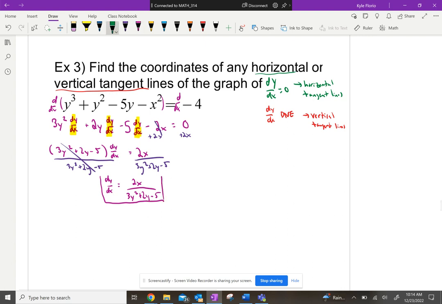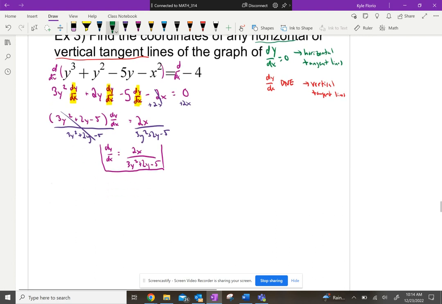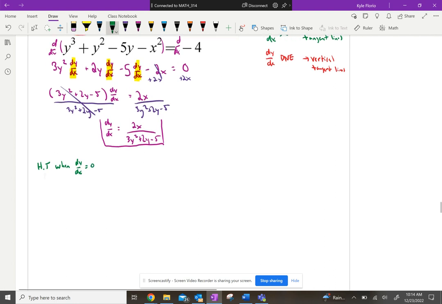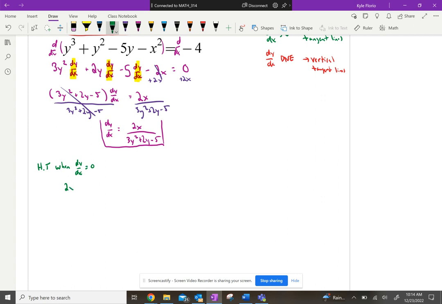So now I want to find out where there's a horizontal and vertical tangent line, and I'm going to start off with the horizontal tangent line. There's going to be a horizontal tangent line when the slope is 0. So I want to find out when this thing equals 0. So I'm going to rewrite the derivative and make it equal 0.